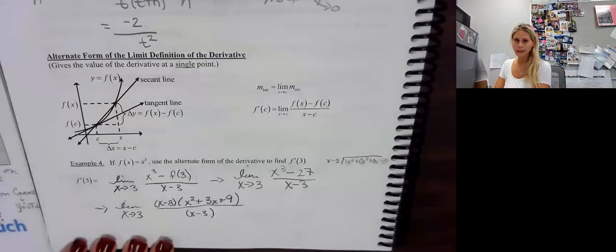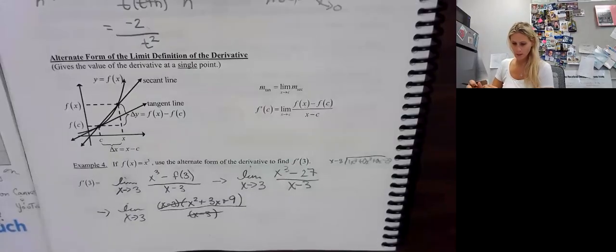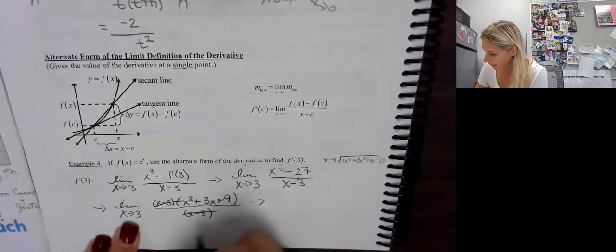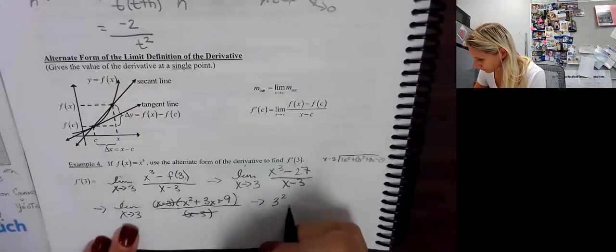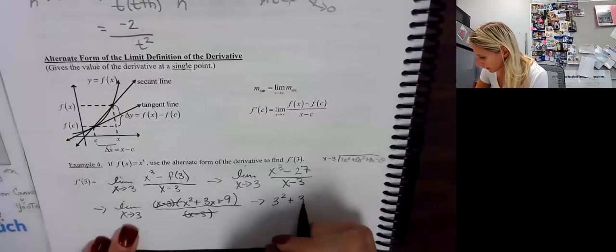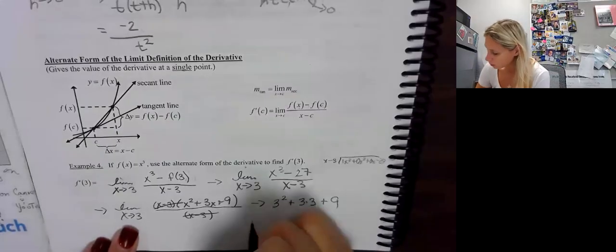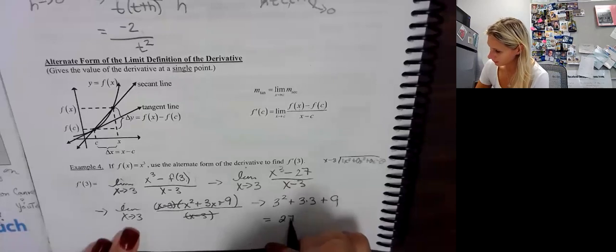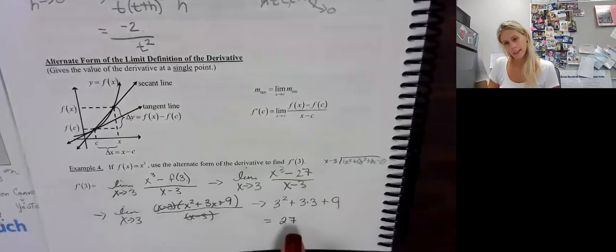Now what happens, guys? Well, x minus 3 cancels, right? And then when we plug in, we're looking at 3 squared plus 3 times 3 plus 9, which equals 27. So the slope of the tangent line at 3 is 27.